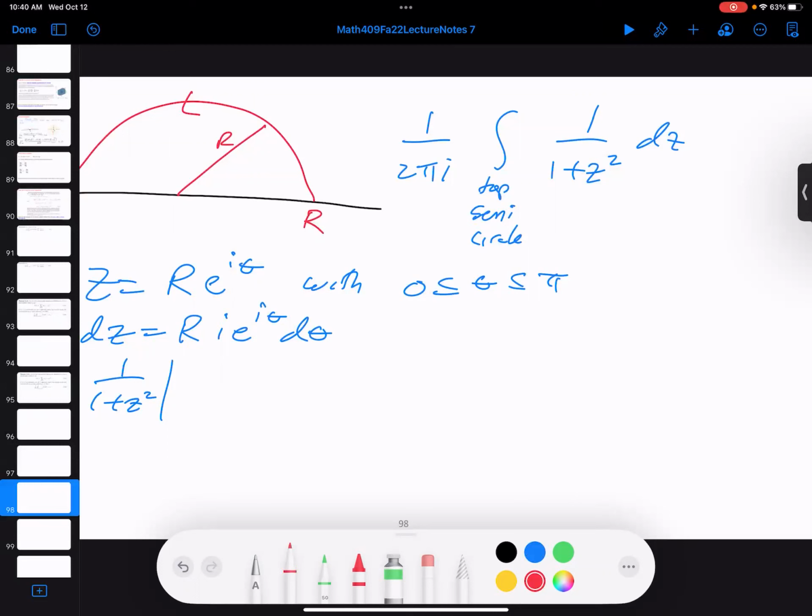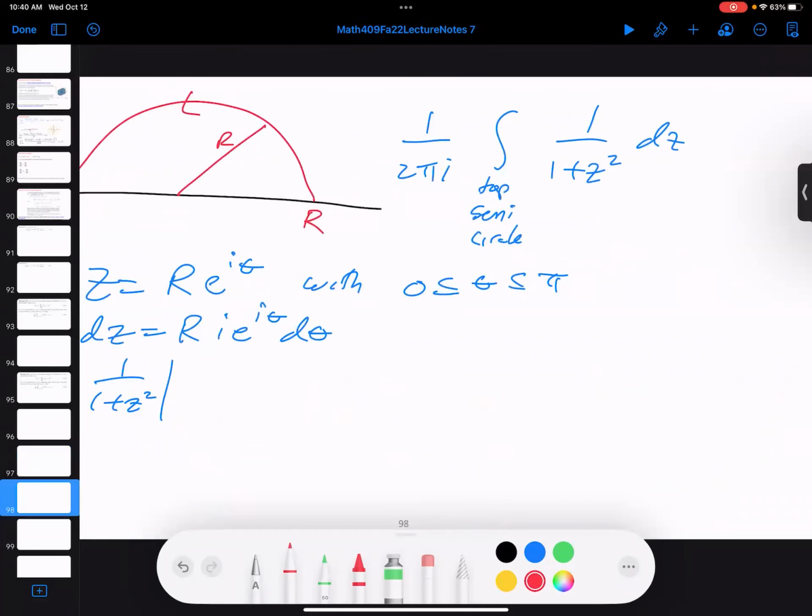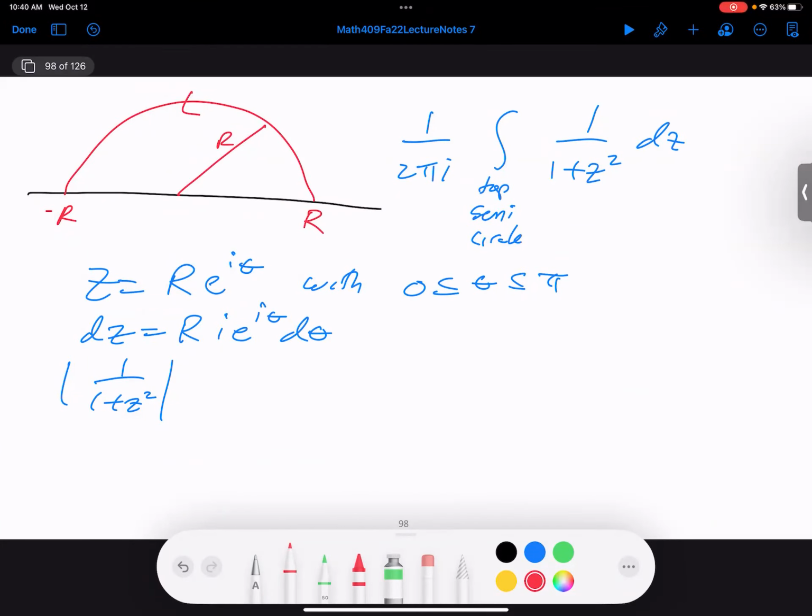r squared minus 1. The worst case for us is if z squared equals negative r squared, because then when you add 1, you're going to decrease the absolute value by the most. So we know 1 over 1 plus z squared is at most 1 over r squared minus 1. Thus, our integral is going to be less than or equal to 1 over 2 pi times 1 over r squared minus 1.